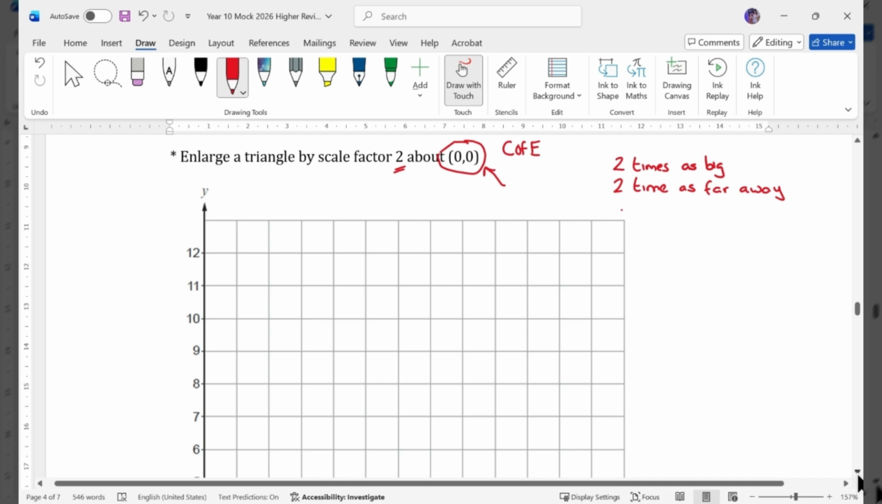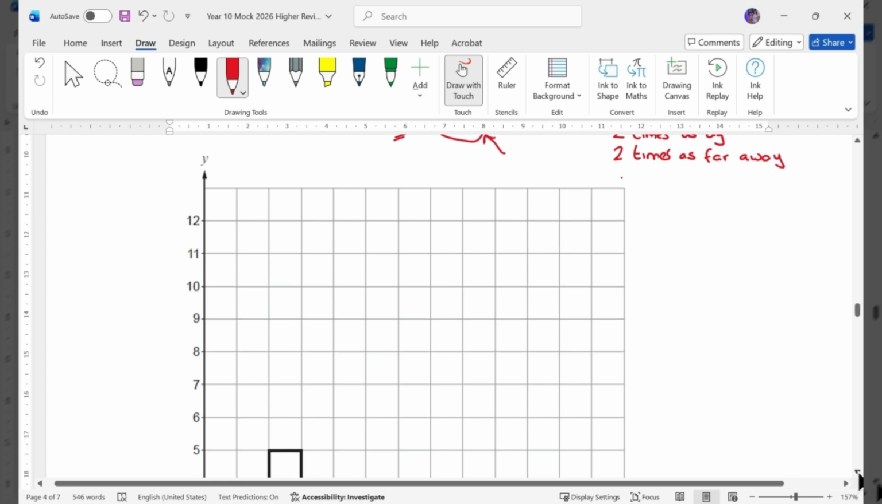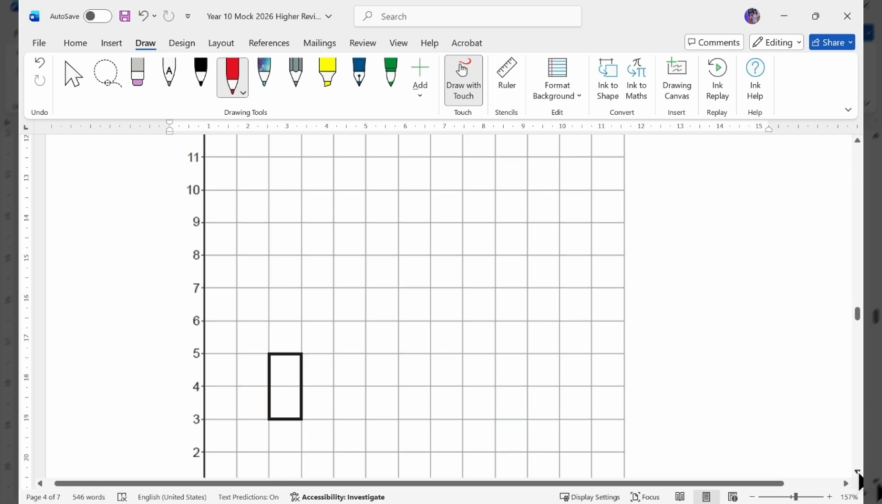Our job here with the scale factor 2 is to draw a shape that is 2 times as big and 2 times as far away from the centre of enlargement, in this case 0, 0. Now, if the scale factor was 3, I'd be looking to do the shape 3 times as big and 3 times as far away. But ours is 2, so twice as big, twice as far away. Keep remembering that.